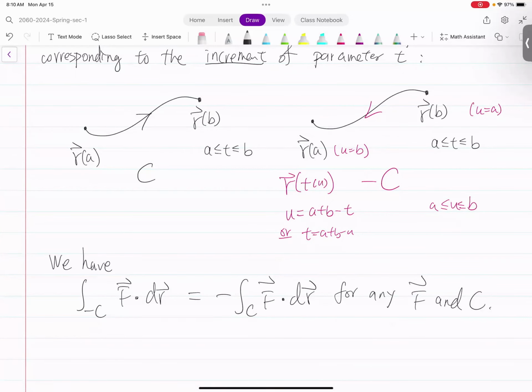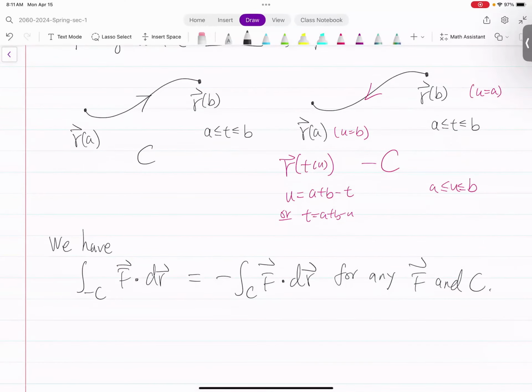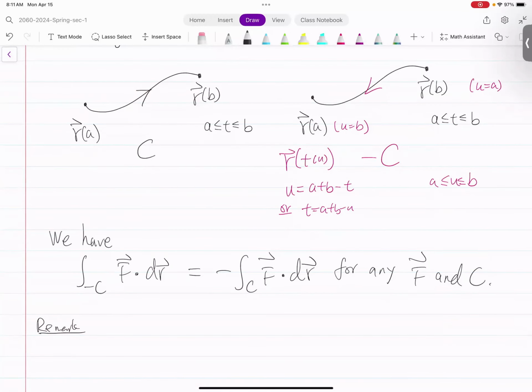So you can see that the key point for curve C, the parameterization, actually relies on how you parameterize your curve and the parameter that you choose, the variable that you choose. Okay. Remark? So now we can see, as long as we define the vector field and the curve C nicely, then we'll be able to calculate the line integral.